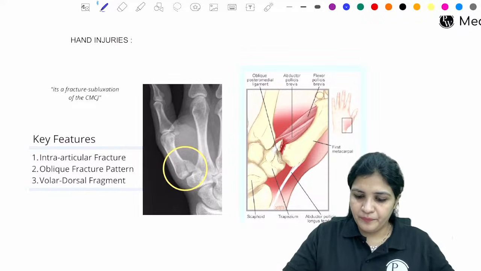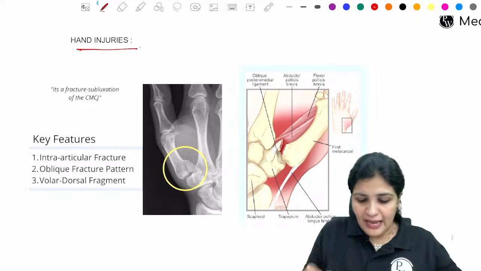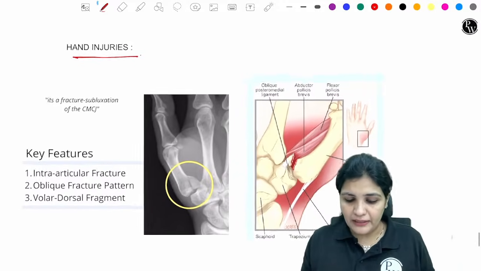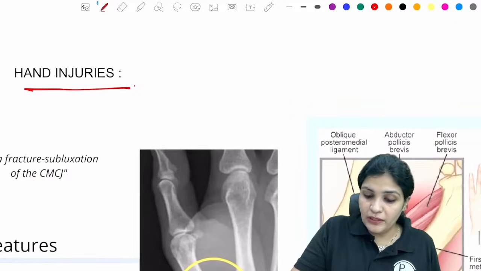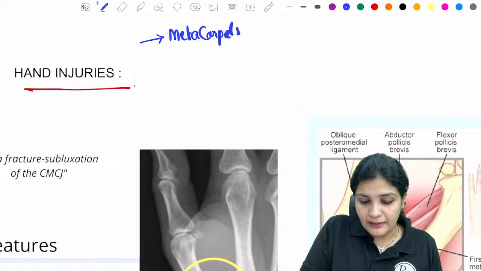Okay, good. Now coming to the hand injuries, one of the most important hand injuries or the fracture dislocations. So here what we are going to read about the metacarpals, and then the phalanges.